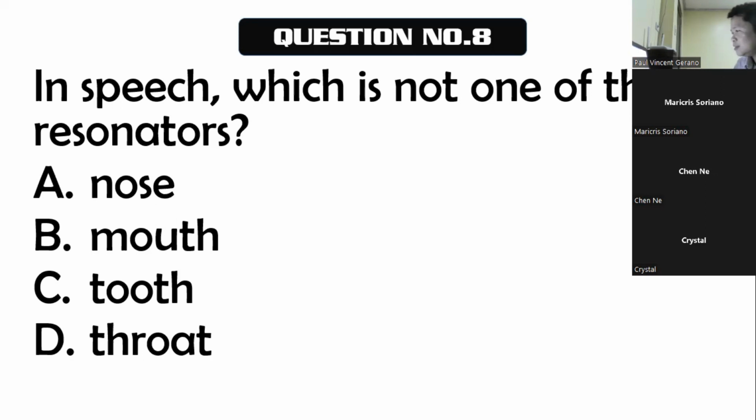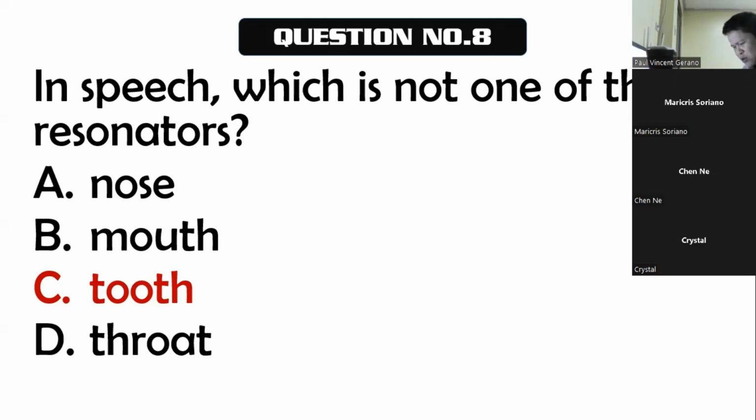In speech, again, which is not one of the resonators? A, nose. B, mouth. C, tooth. D, throat. Number 8, please type your answer. Chenny said tooth. Crystal, tooth. Okay, some more answers? Tooth, correct. The correct answer is letter C, tooth.